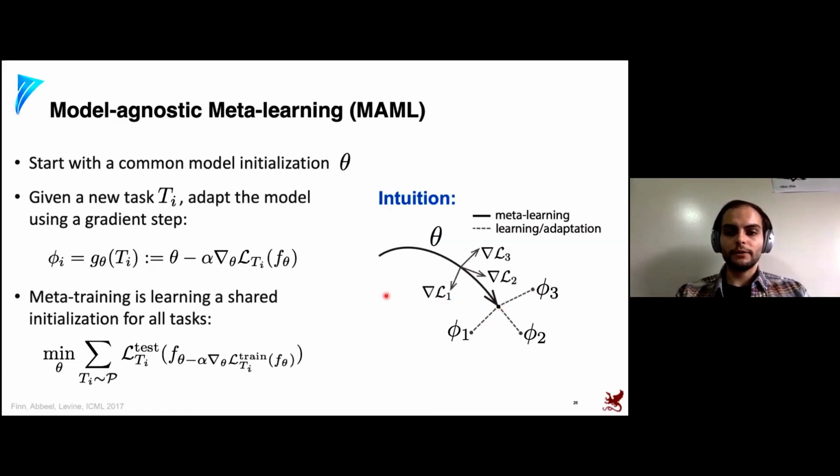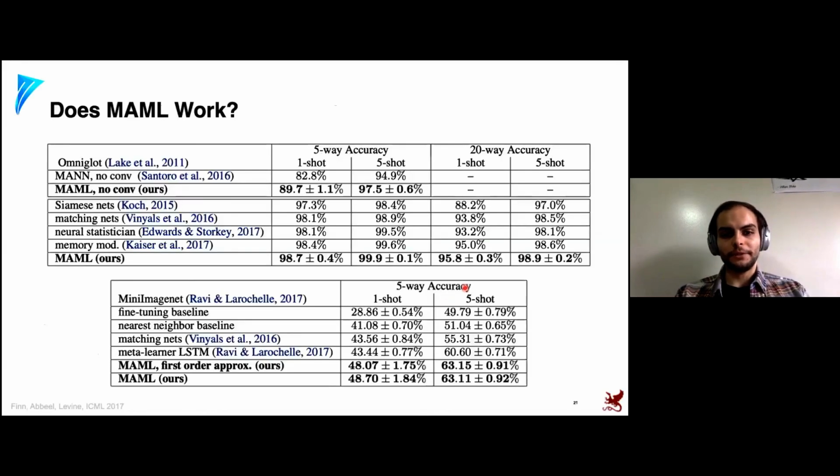It's a pretty simple algorithm, and does it work? That's the question that we can ask. Well, on a couple of benchmark data sets, Mini ImageNet is the data set from which I just showed you the samples in this toy few-shot classification problem, and Omniglot is an even simpler data set.